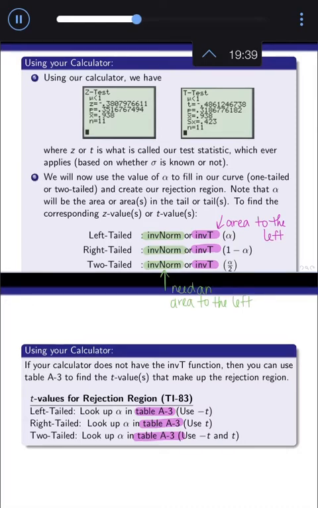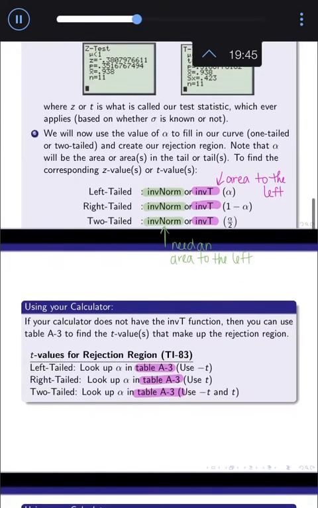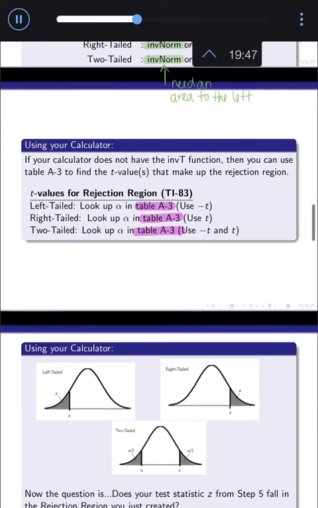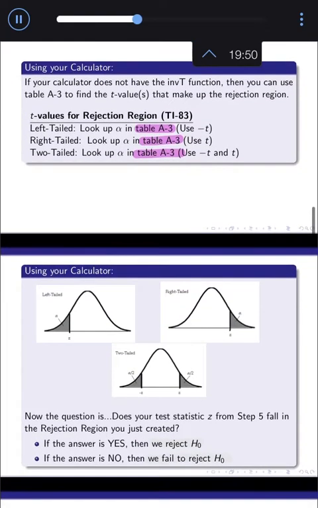Once you have your t values or your z values that create your rejection region, whether you use the table or the calculator to come up with them, then you'll take your test statistic from either your z test or your t test and figure out, does it fall in the rejection region you just made? If it does fall in the rejection region, then as we said earlier, you're going to reject H0. If it's not in the rejection region, then you fail to reject H0. After you figure that out, then you have to figure out what that means about the claim.